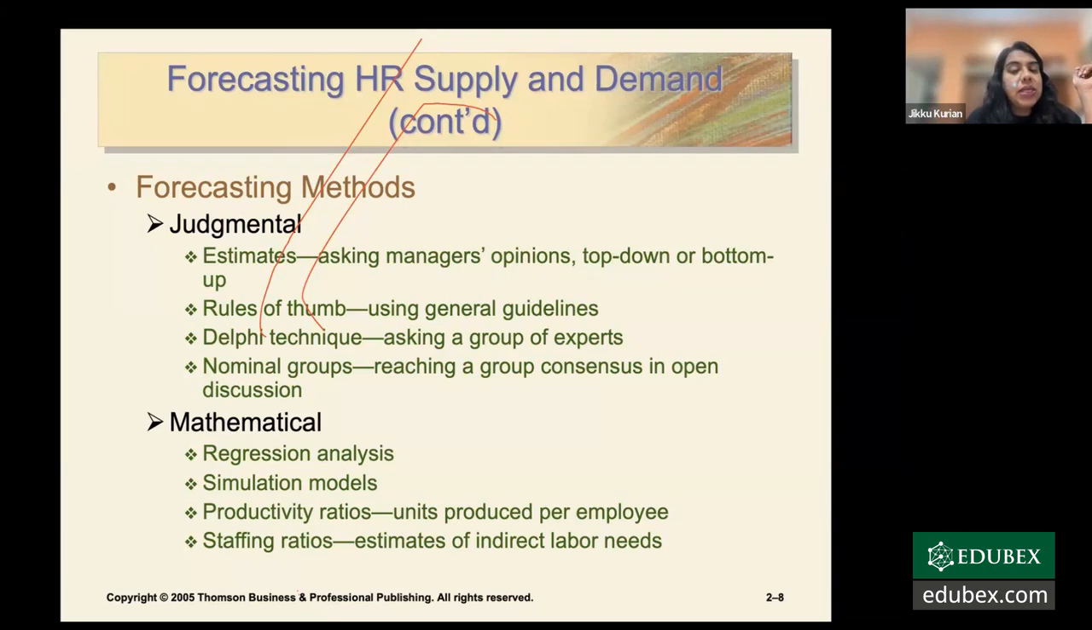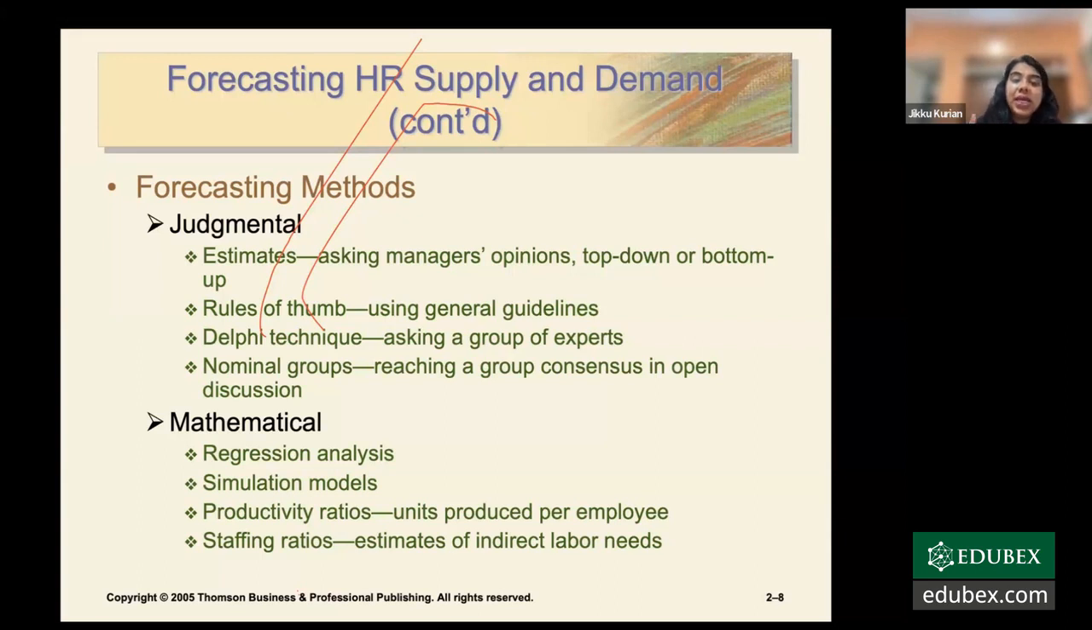Staffing ratios are based on the estimates of indirect labor needs, like we discussed. Suddenly somebody goes on leave, or somebody is on a sabbatical. Here people are not leaving the organization, but you may have to come up with some kind of adjustments to meet the requirement.